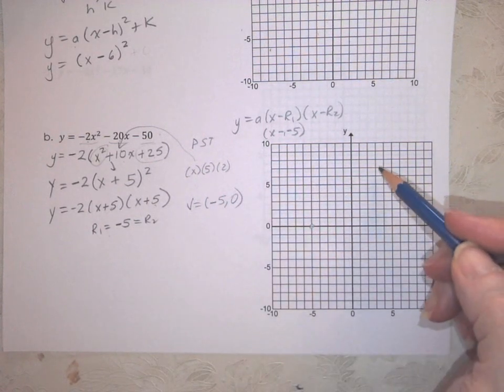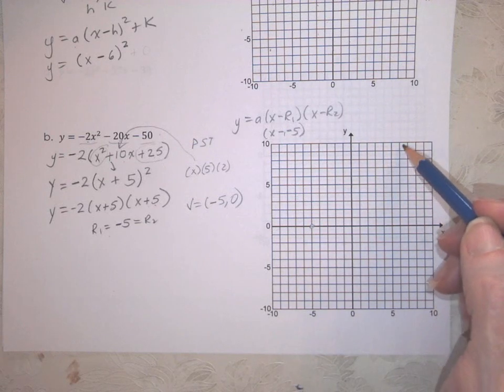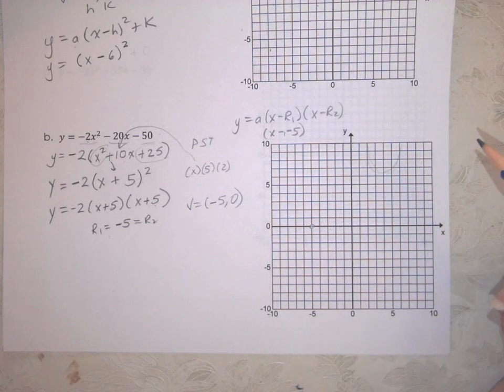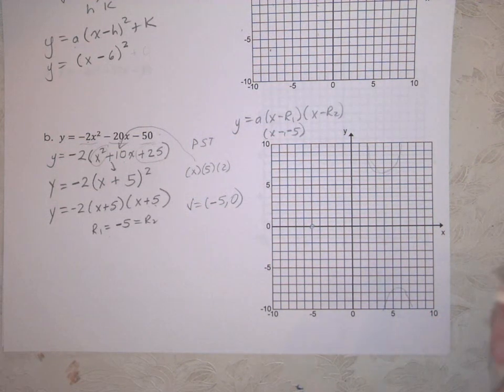So think about all the parabolas. Most of them have 2 x-intercepts. Some of them have none. Like if there was one up here, it would have no x-intercepts. Same thing if there was one down here, it would have no x-intercepts. But the only way it can have one is if its vertex is right on the x-axis.